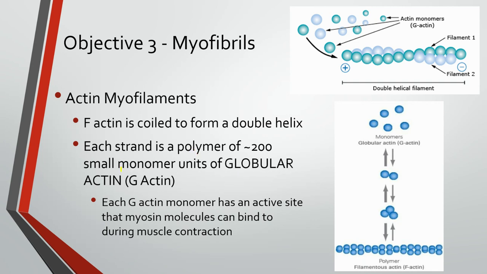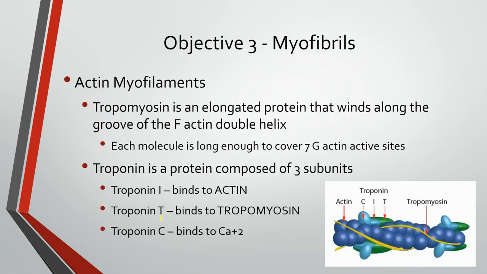It's composed of monomers. The big helix shape is a polymer made up of many smaller units. Those single units are called globular actin, or G-actin. What's special about them is that they have an active site that myosin can bind to. This is going to be really important when we talk about muscle contraction. On these little monomers, we have a location where myosin can actually bind, and we'll see that when we get to contraction.